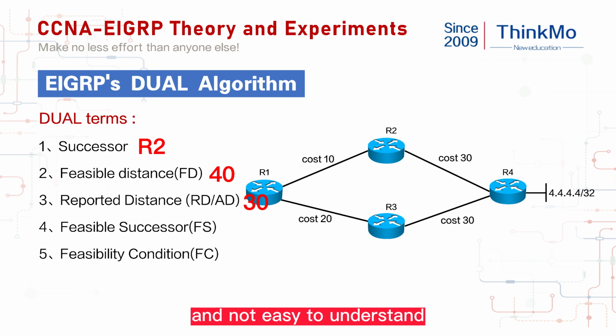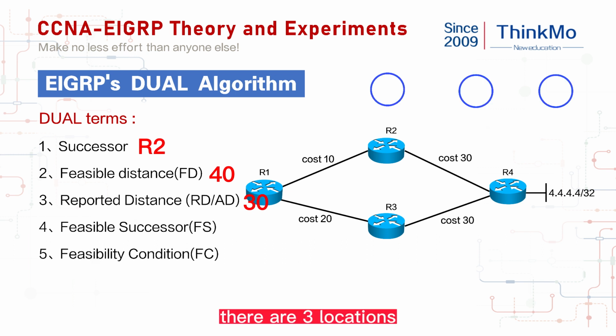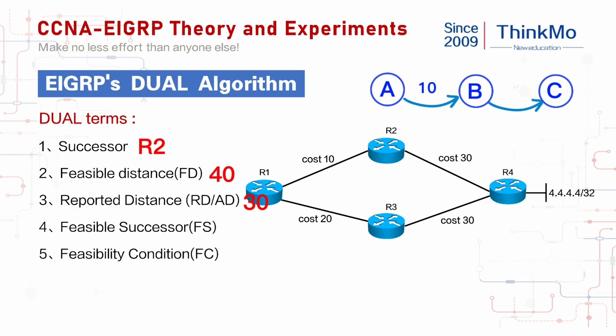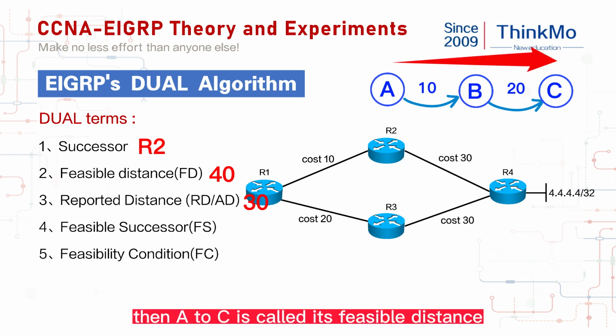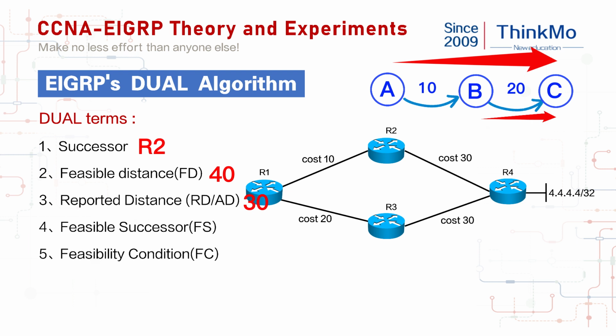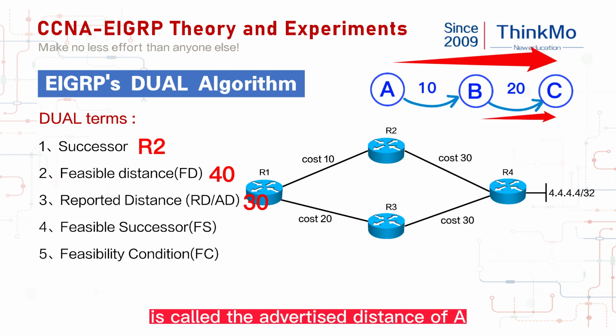That sounds a little boring and not easy to understand. I try to keep it as simple as possible. For example, there are 3 locations. Suppose this is A, this is B, this is C. A to B is 10 meters. B to C is 20 meters. Then A to C is called its feasible distance. B is the successor router of A. The feasible distance from B to C is called the advertised distance of A.